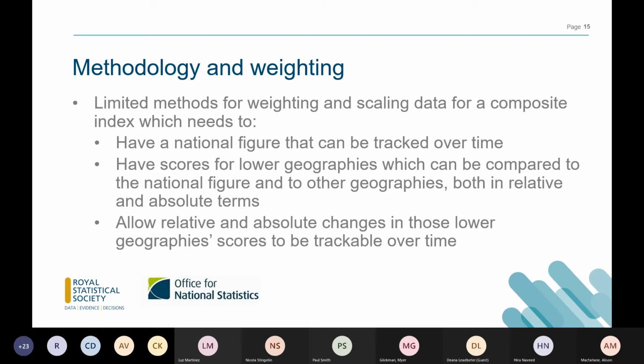So if their score changes from one year of IMD to the next, it doesn't necessarily mean that their deprivation has got better or worsened. It just means that their position within the rankings has changed. And similarly, the IMD doesn't create a single England figure because it's looking at a ranking of local authorities. So we were a bit more limited in needing these comparisons to be possible.